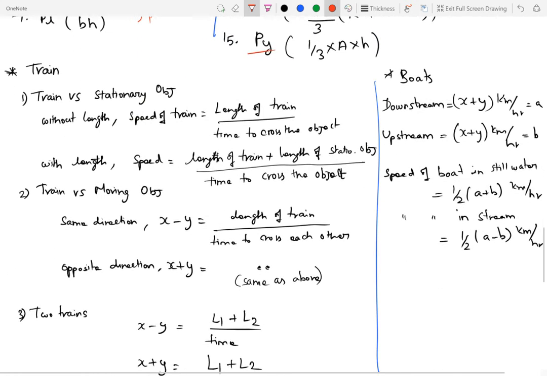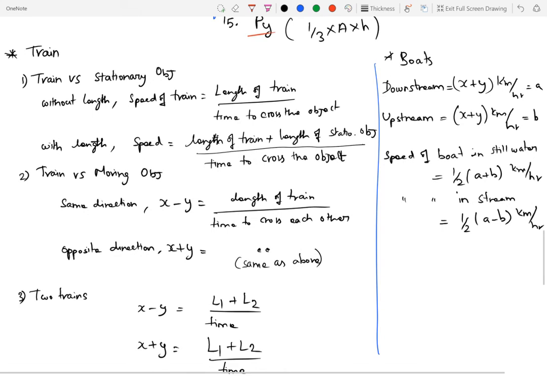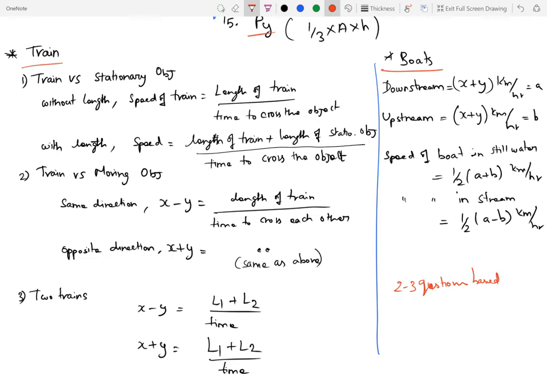Okay, the next set of formulas is based upon trains and boats. We can expect at least 2 to 3 questions based on this. Okay, so I've listed some of the basic formulas. The first one is train versus stationary object. Stationary object may have length or be without length. So first one is without length, the second one is with length. Then train versus moving object. Moving means it can be either in same direction or in opposite direction.